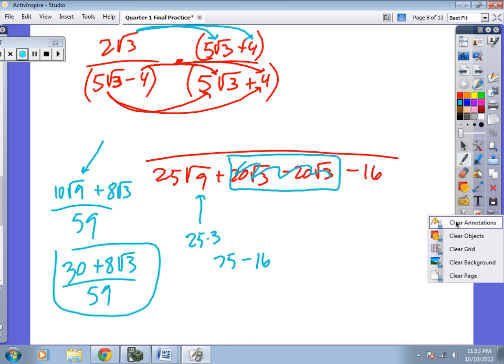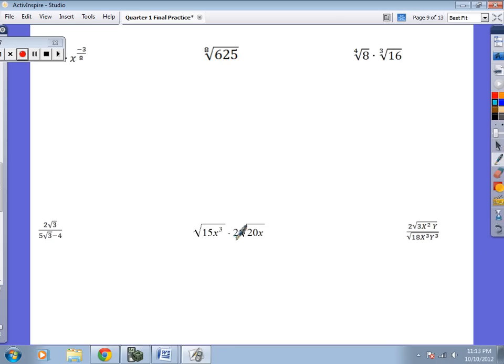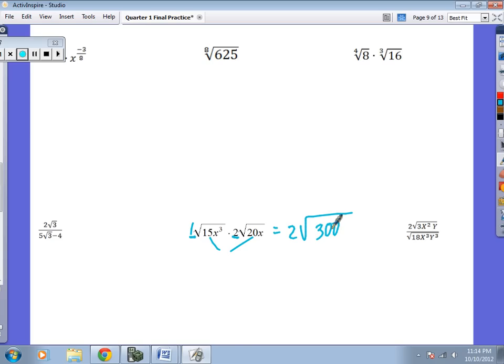Okay, let's copy and paste this next one. I'll bet we've got room in here. Okay, this is a multiplication problem. On the outside you have a 2, and on the outside of here you have a 1. You multiply those two together to get 2. Underneath the radicals you multiply these together. So 15 times 20 is 300. And then you have to multiply your x's. x cubed times x is x squared.